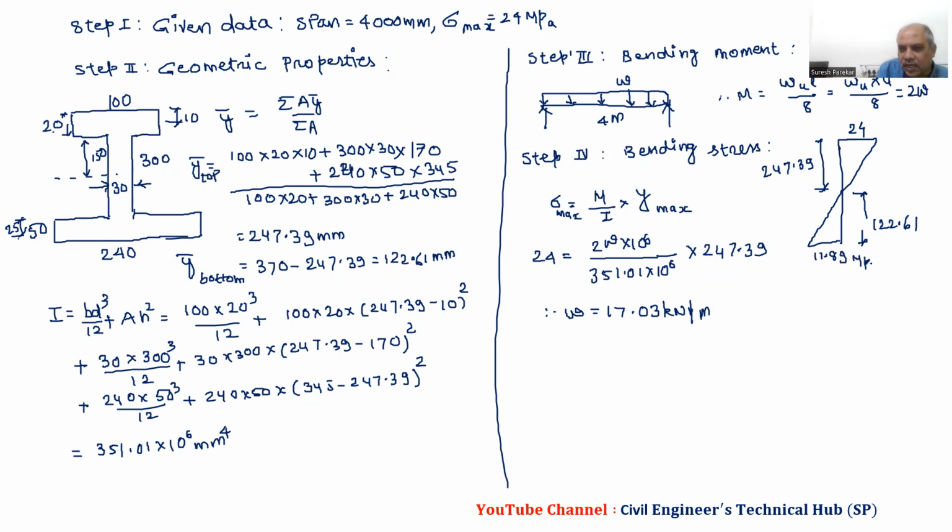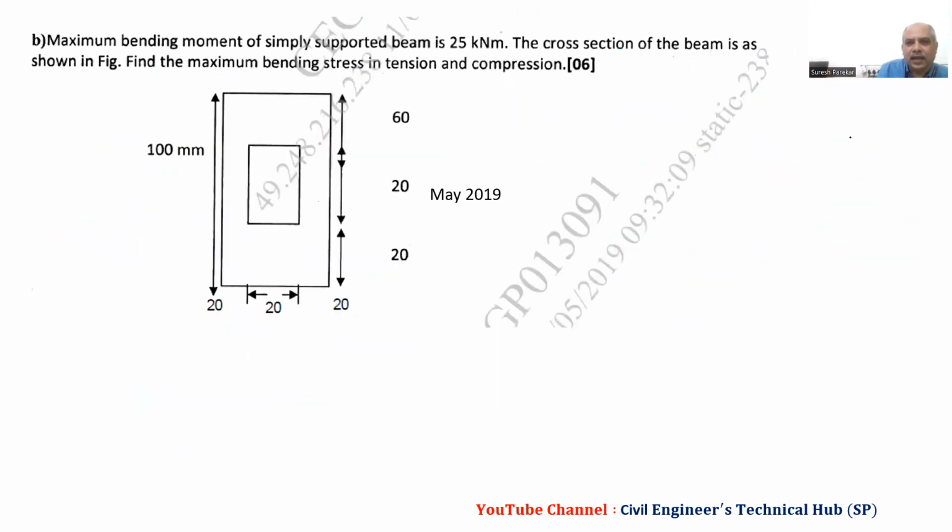If I will consider this value as 24, then this will be greater than 24, which is not allowed. And then the third, last problem I will consider: the maximum bending moment of a simply supported beam is 25 kilonewton. Find the maximum bending stress, compression and tension. And so we have to draw the diagram.